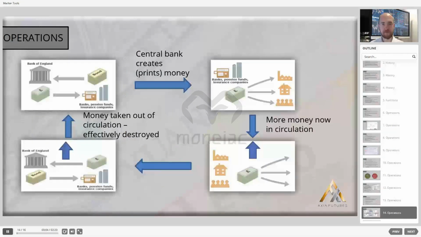Next up, a little diagram of how exactly it works. In this diagram it says the Bank of England, but this can be any bank. What happens is the Bank of England prints money and buys bonds from companies, pension funds, banks, etc. So the Bank of England's balance sheet increases. They now have more assets on their balance sheet, those government bonds. The banks now have more money.